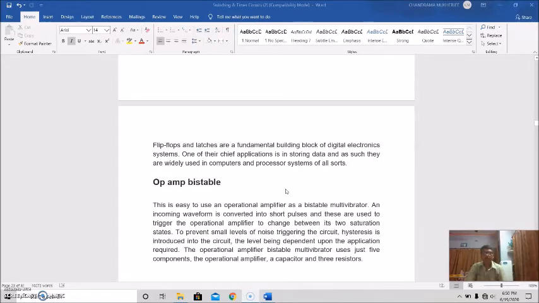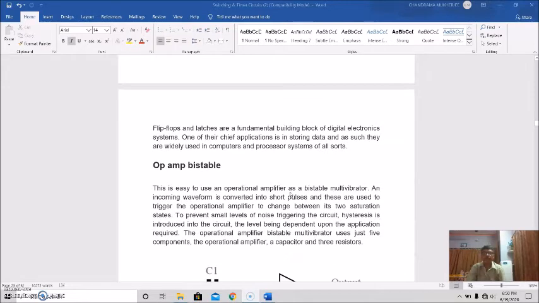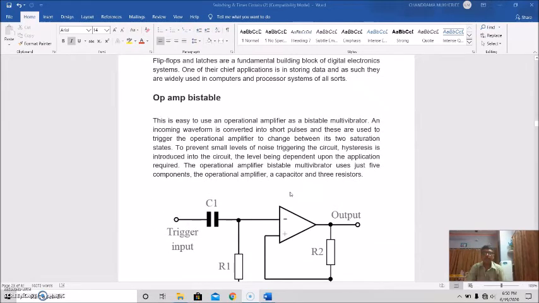Flip-flops and latches are a fundamental building block of any digital electronic system. One of their chief applications is in storing data, and as such they are widely used in computers and processor systems of all sorts. Now, how is it used? An op-amp is used as a bistable multivibrator.